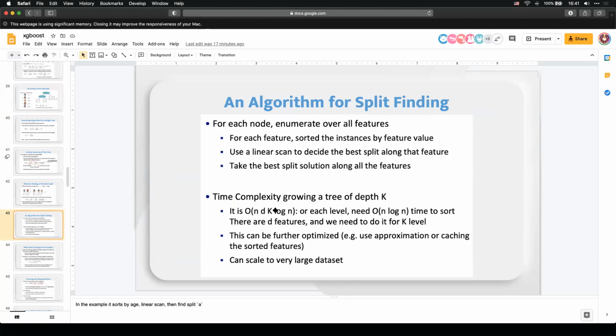And the time complexity of growing a tree of depth k is like this. I haven't read through these details, but if you're curious, you can read through them. So basically the conclusion is that this is a pretty optimized way, and it can scale to very large data sets.